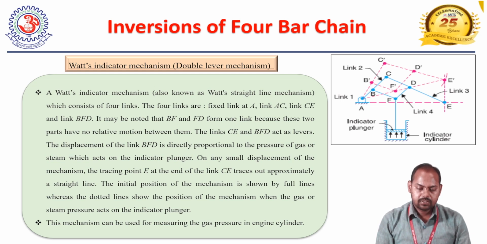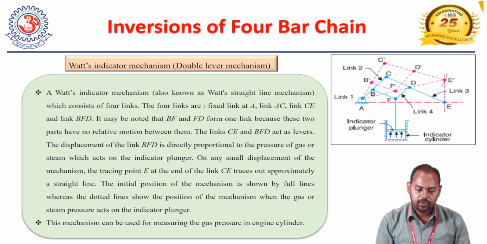The 4 links associated with this type of mechanism are the fixed link at A, the link AC, link CE, and link BFD. Here we termed BFD as one link because it acts as a single link. It may be noted that BF and FD form one link because these two parts have no relative motion between them. The links CE and BFD act as levers. The displacement of the link BFD is directly proportional to the pressure of the gas or steam which acts on the indicator plunger, as indicated in the figure.